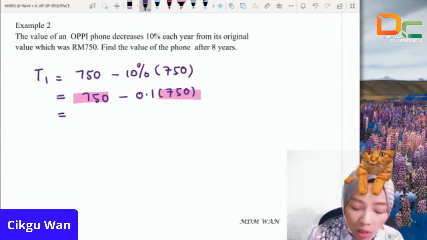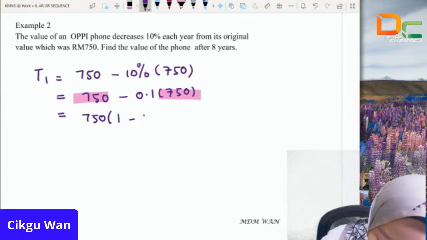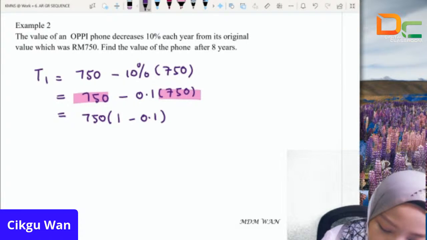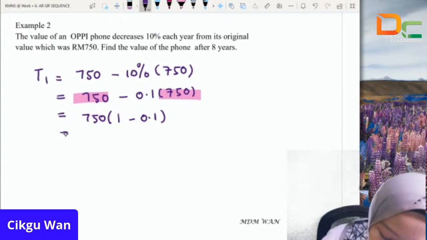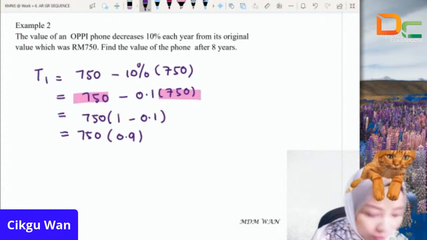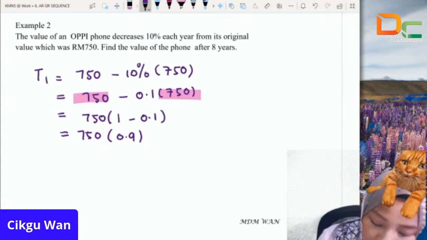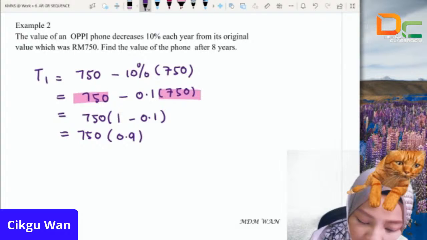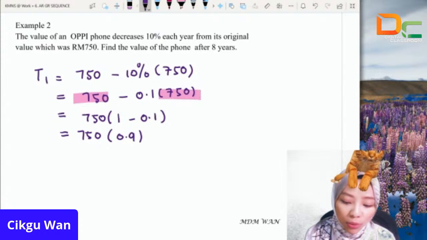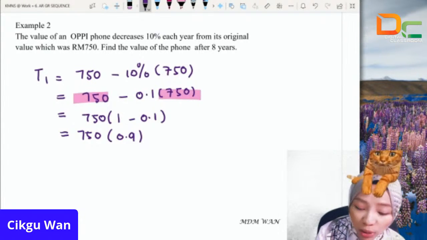Okay, so 750 factor out 1, tolak tinggal 0.1. Okay, so 750. Okay, this will become 0.9. Alright. Okay, so you can calculate for me what's the value here. Okay, tetapi adakah soalan nak T1? Tidak, soalan nak T8. Okay, so teacher 1 actually I want to get the general formula. So I leave it T1 as it is.